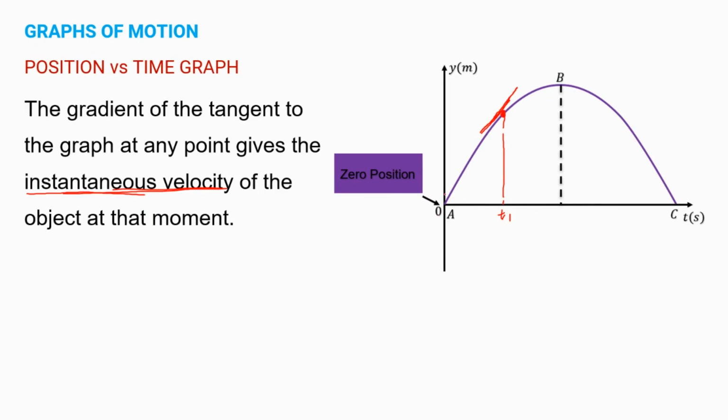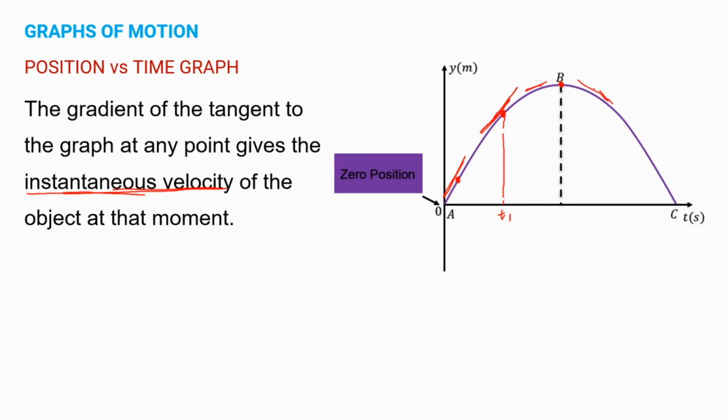Check what is happening here. As you start from the initial velocity, the gradient is very steep, isn't it? And then the steepness reduces, meaning that the velocity is decreasing as you move upwards. Remember, acceleration is downwards. So as you move upwards, the gradient decreases, meaning that velocity decreases. It decreases till it gets to zero at the maximum point.